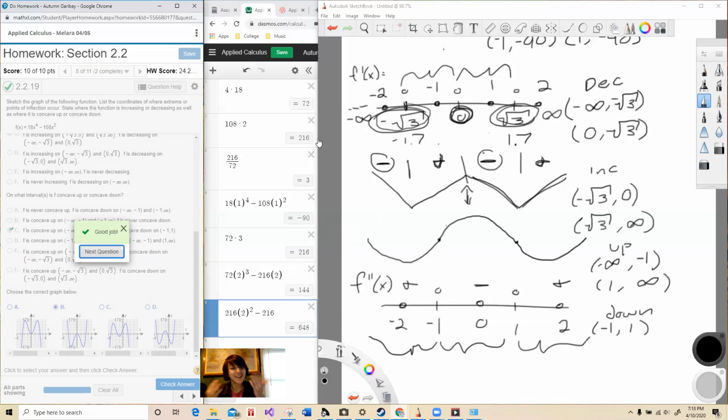Thank you for watching and hopefully for working through this as well. So what we did, we found extrema points, inflection points, where it was increasing or decreasing, where it was concave up and concave down, and even what the function looked like based on all of that. So I hope that this gave you a better understanding of those concepts, and please have a great day.